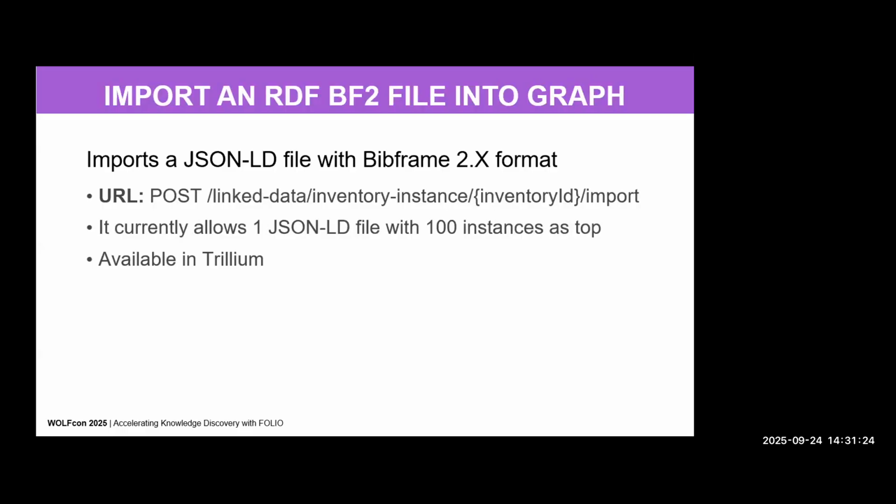So for example, I think I was talking to somebody at Spokane Public Library. You can do a kind of copy cataloging workflow where if you go to any open BibFrame data like id.loc.gov, you can get that RDF and you can import it using this endpoint. It does work with up to about 100 instances, and it's available in Trillium.